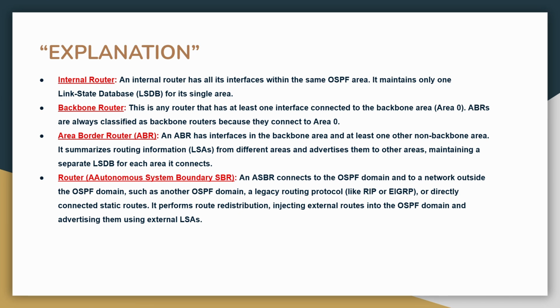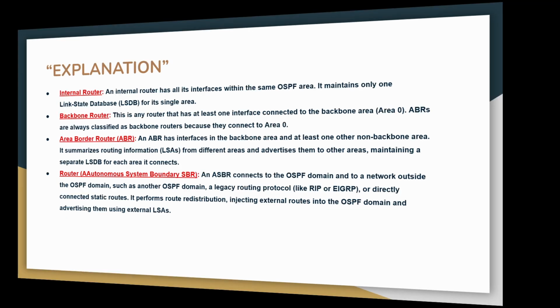An ASBR connects to the OSPF domain and to a network outside the OSPF domain, such as another OSPF domain, a legacy routing protocol like RIP or EIGRP, or directly connected static routes. It performs route redistribution, injecting external routes into the OSPF domain and advertising them using external LSAs.